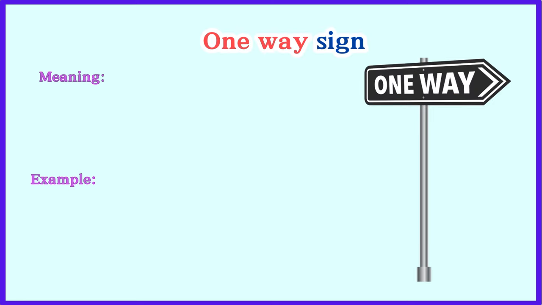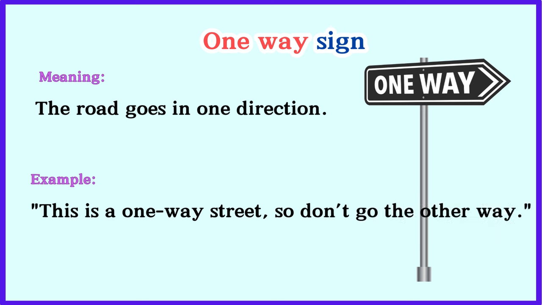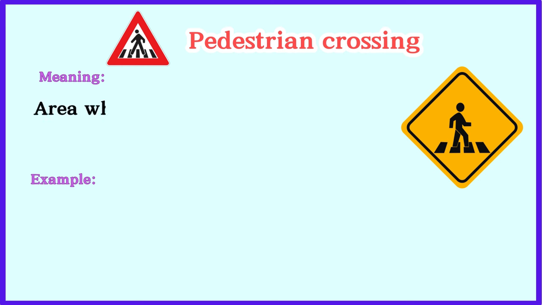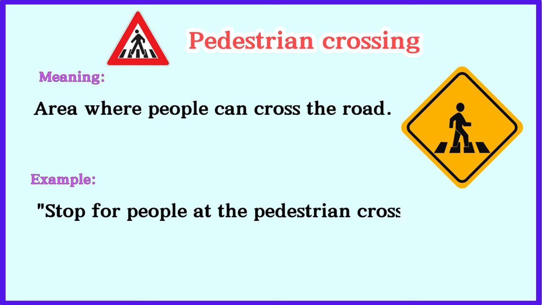One-way sign. Meaning, the road goes in one direction. Example, this is a one-way street, so don't go the other way. Pedestrian crossing. Meaning, area where people can cross the road. Example, stop for people at the pedestrian crossing.